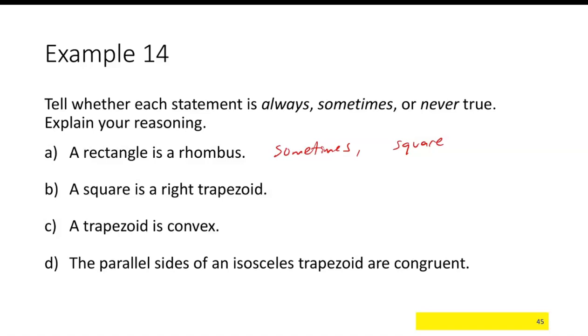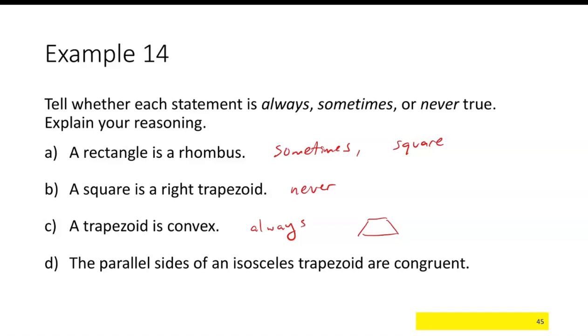A square is a right trapezoid, and that is never. And that's because a square has two pairs of parallel sides. A trapezoid only has one. A trapezoid is convex, and that is always going to be true. There's no way to have one pair of parallel sides and then it's not convex. So that one is always true.